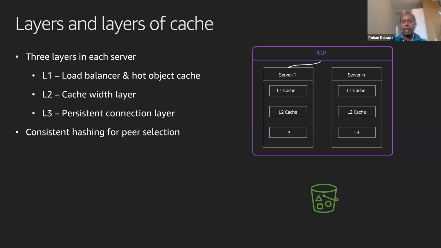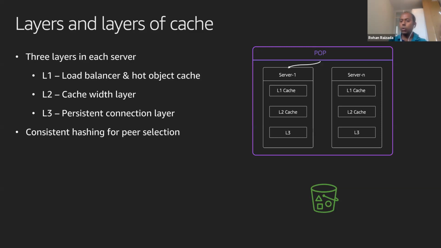Just to give you an idea of what happens, for example, when a request lands at the L1 host, it looks at the configuration to make sure that the request actually came for a valid customer. Once it decides that it has to satisfy the request, it does the TLS termination, and then immediately looks into the hot object cache to see if the object is in the cache. If it is not in the cache, as you can imagine, it will send it to the layer 2, or L2, cache to see if any of those L2 cache servers has that content.